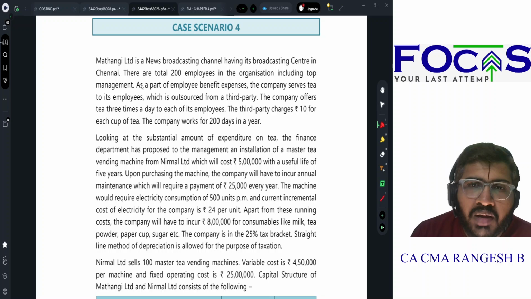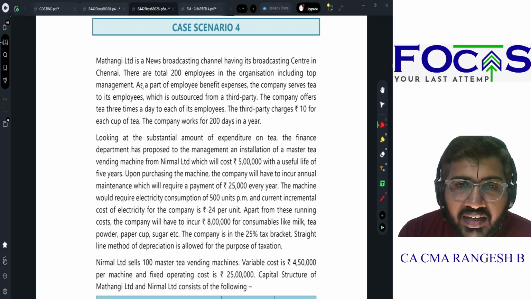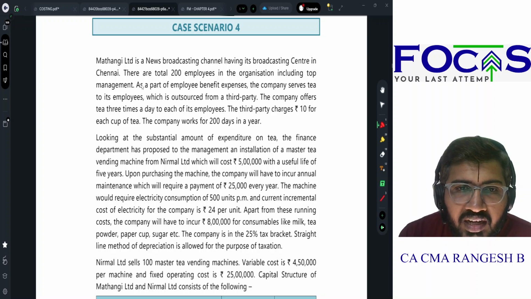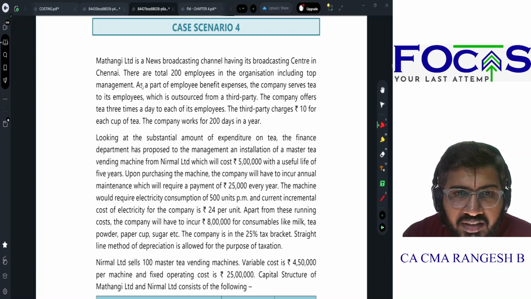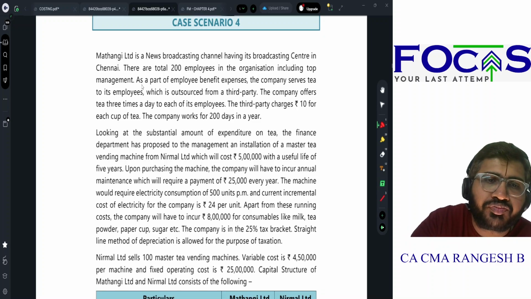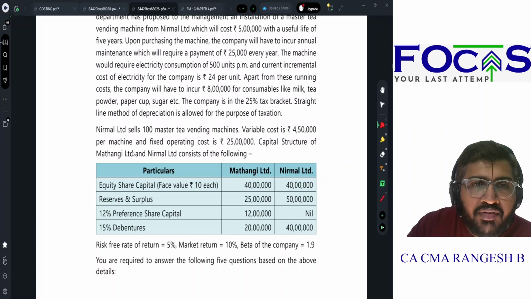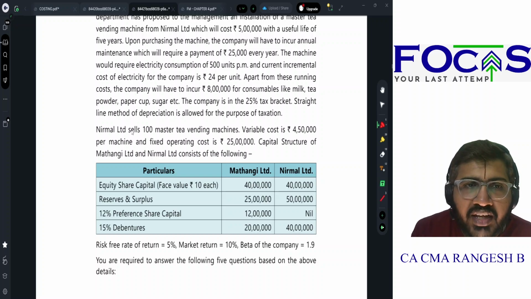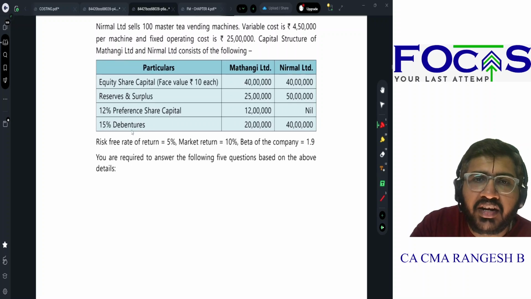Upon purchasing the machine, the company will have to incur annual maintenance, which will require 25,000 every year. Machine would require electricity consumption of 500 units per month, and current incremental cost of electricity will be 24 per unit. Apart from these running costs, the company will have to incur 8 lakhs for consumables like milk, tea powder, paper cup, etc. It is in 25% tax bracket. Straight line method is allowed for taxation. Nirmal Limited sells 100 master tea vending machines. Variable cost is 4,50,000 per machine and fixed operating cost is 25 lakhs. Capital structure of Matangi and Nirmal Limited is as follows. Risk-free rate of return is 5%, market return is 10, beta is 1.9.